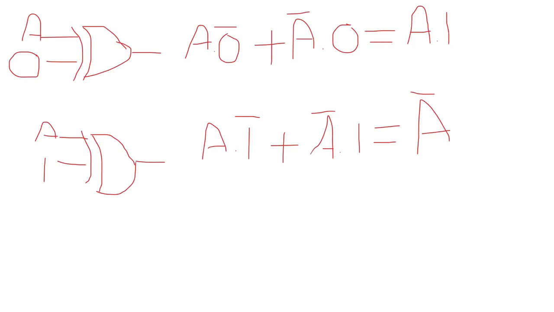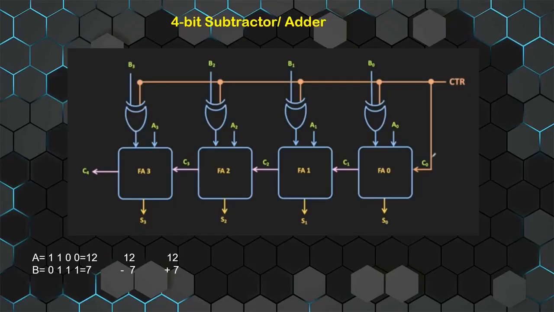The one that I said: if the control value is 0, then B will be copied as it is, or if it is taken as A, then A will be copied as it is. If the control value is 1, then A will be its complement, or B will be its complement. Then the 4-bit subtractor or adder uses an XOR gate.